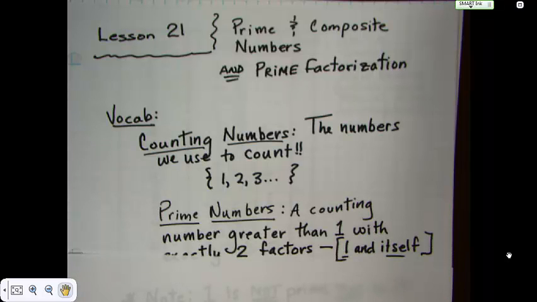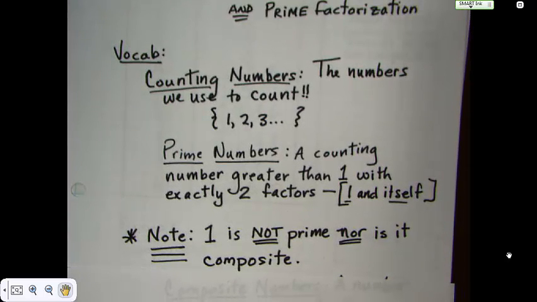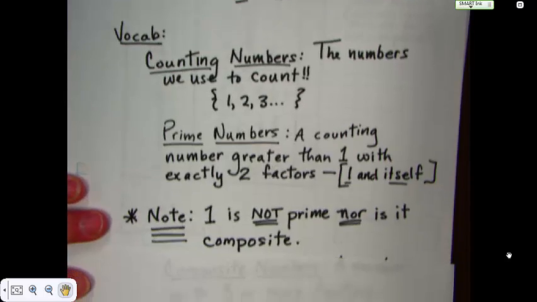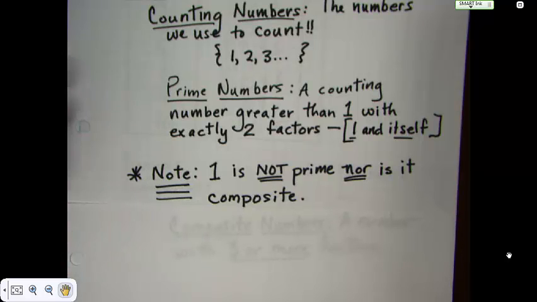The second vocabulary that you need to write down is prime numbers. And prime numbers belong to the counting number family. They are counting numbers greater than 1, though, because 1 is not included as a prime number. A counting number greater than 1 with exactly 2 factors, 1 and itself. Note, put this in your notes, underline it, circle, whatever you need to do so that you remember. 1 is not a prime, nor is it a composite. And I'll talk a little bit more about that later.